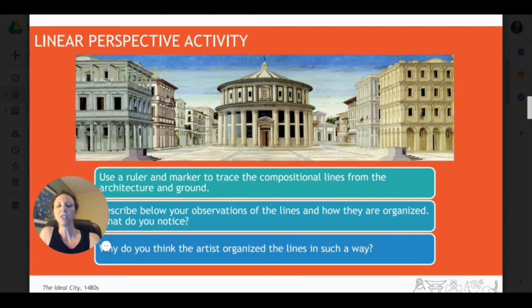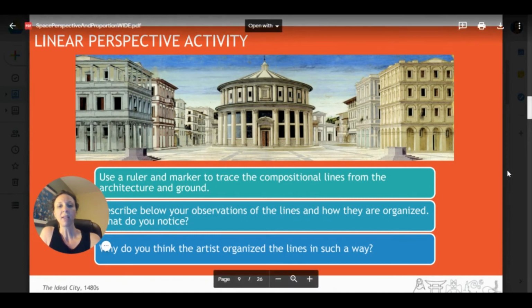Okay, I want you to describe or observe the lines and how they're organized. What do you notice? And why do you think the artist organized the lines in this way?